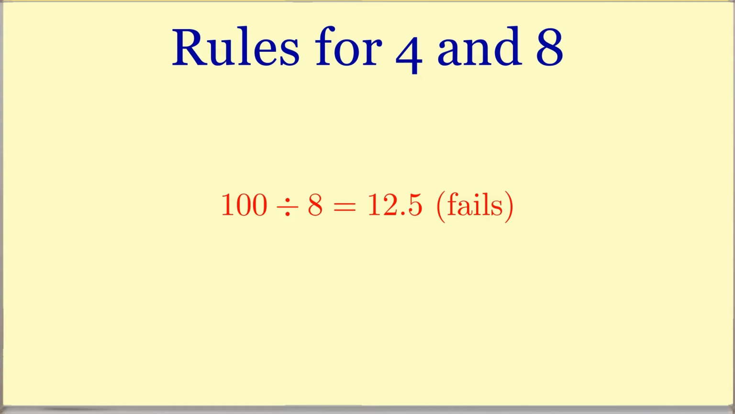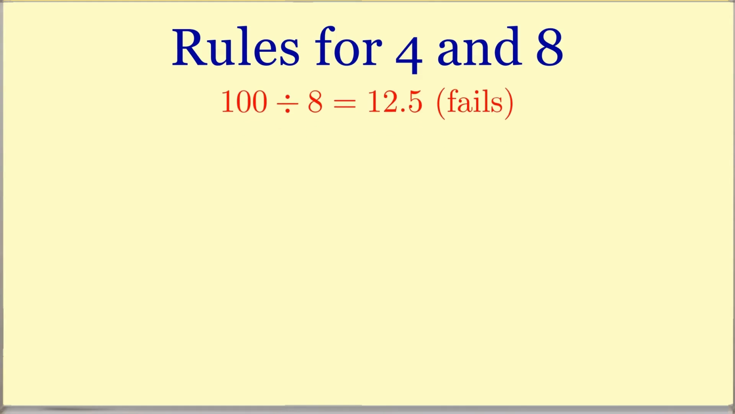Just like 10 failed our test for 4, 100 fails the test for 8. If you try to divide 100 by 8, you get 12.5, so it does not divide cleanly. But what happens when we go 1 power of 10 higher? 1,000 absolutely is a perfect multiple of 8. 8 times 125 equals exactly 1,000. Because we know this is true, that same mathematical magic happens again.